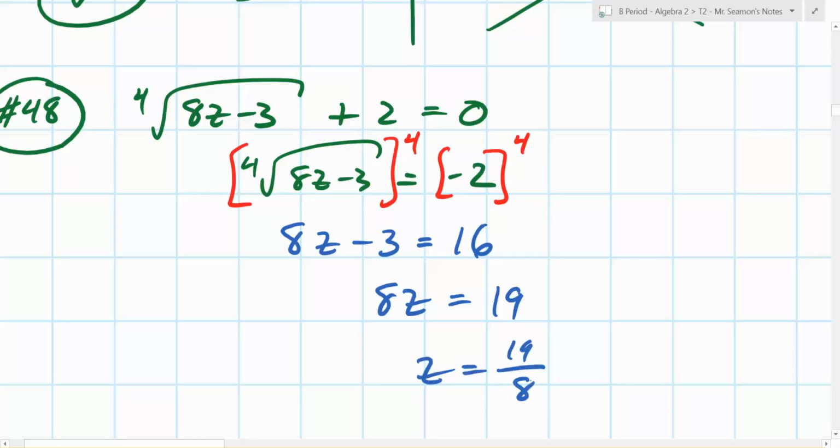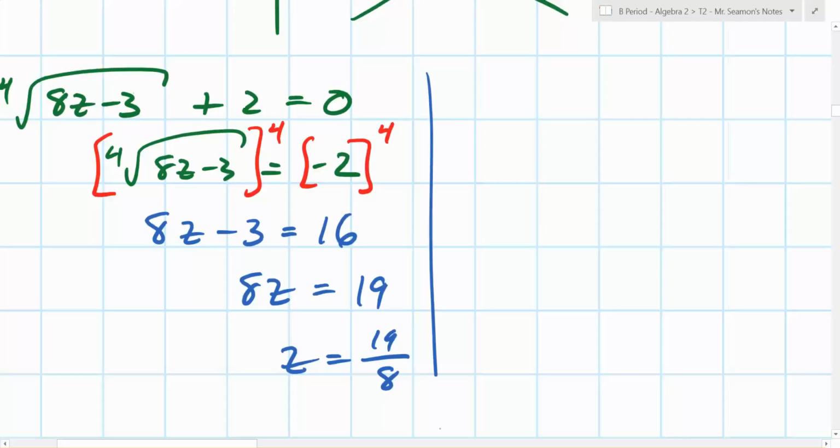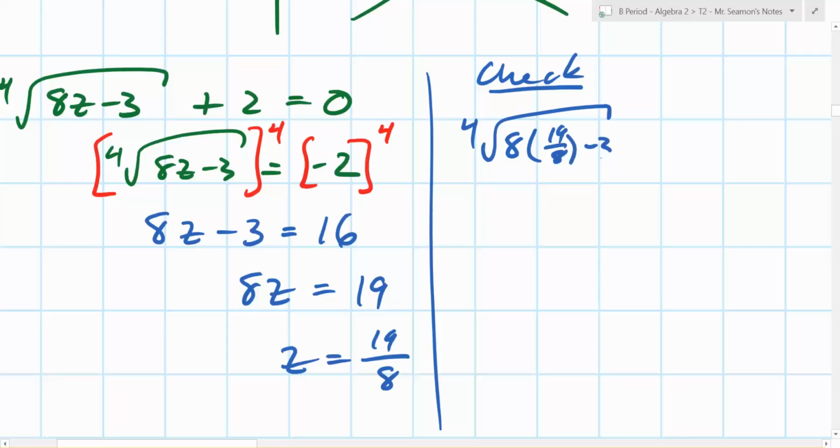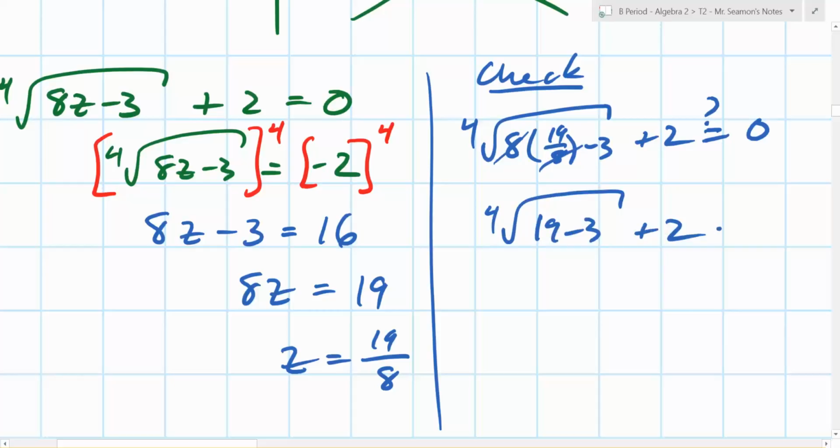Now what do you have to do at this point? I know it seems annoying because it's a fraction. It's not that bad to check. So you have the 4th root of 8 times 19 over 8 minus 3, plus 2. Does that equal 0? Well, what happens to the 8's here? They cancel. So that's the 4th root of 19 minus 3, plus 2. Does that equal 0? Well, that's the 4th root of 16. Does that equal 0? What's the 4th root of 16?